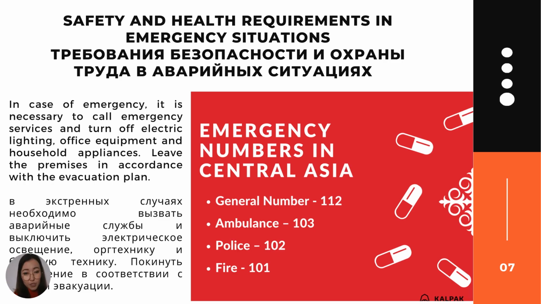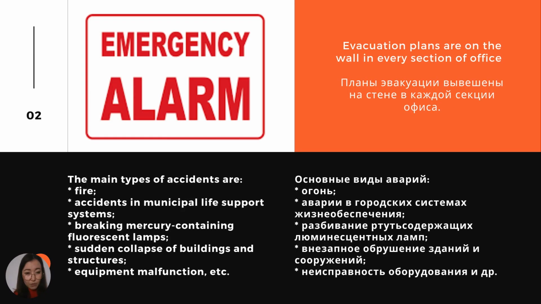Safety and health requirements in emergency situations. What is emergency situation? Emergency situation, we have these types of them. The fire is emergency, accidents in municipal life support systems, breaking mercury containing fluorescent lamps, sudden collapse of buildings and structures, and equipment malfunction, and some kind of medical help when a person loses his consciousness, or we have some traumas. It can be an emergency case.